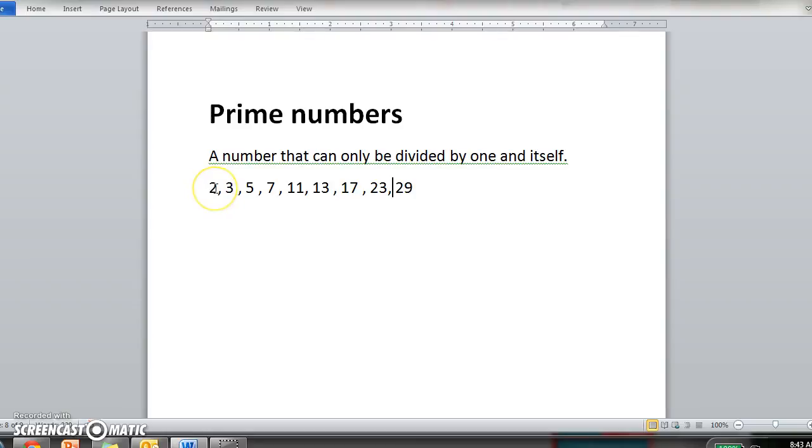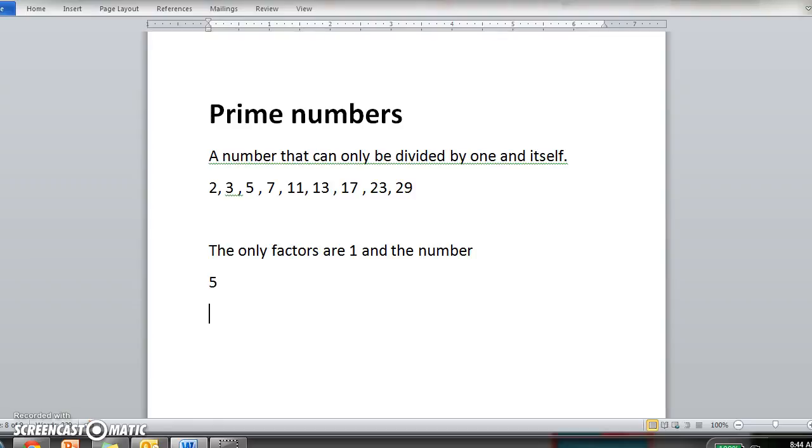2 divided by 1 is 2. 2 divided by 2 is 1. 3, the same thing. 3 divided by 1 is 3. 3 divided by 3 is 1. So they can only be divided by 1 and itself. Basically, the only factors are 1 and the number. So let's look at 5. Can 5 only be divided by 1 and 5? Are there any other numbers we can divide by to get a whole number? No, 5 is a prime number.